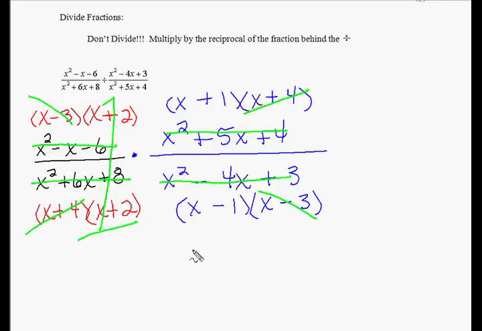And I think I'm running out of factors that are the same. An x plus 1 and an x minus 1. There's no way to change those into the other operation. One is addition, one is subtraction. Those factors are not the same.